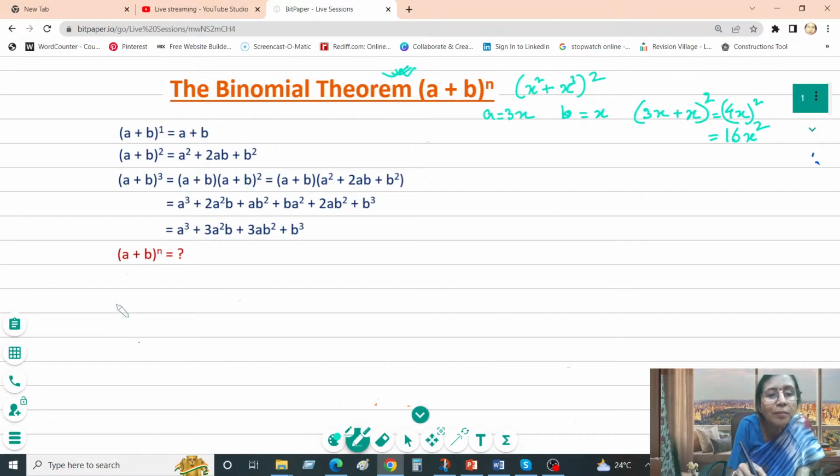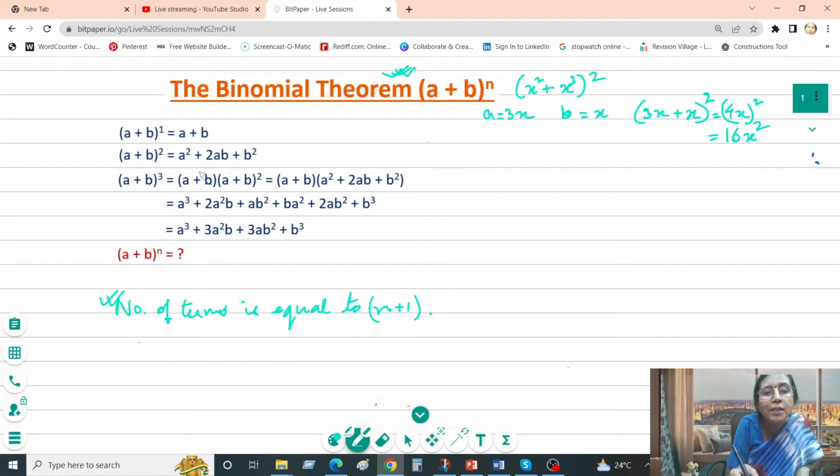The number of terms is equal to n plus 1. When n is equal to 1, the number of terms is equal to 2. When n is equal to 2, the number of terms is equal to 3 and so on. Okay. So the number of terms is equal to n plus 1. This is very important.